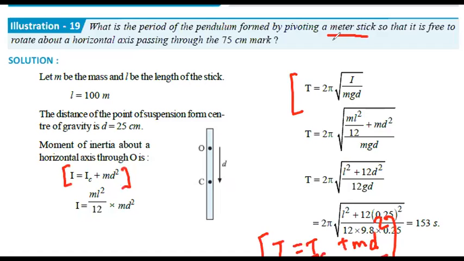Right? Meter stick, so the length is given. Yes or no? This is 100 centimeter, by the way. It is not a meter. Meter stick means the length is given as 100 centimeter. Now, it is free to rotate around a horizontal axis passing through the 75 centimeter mark.